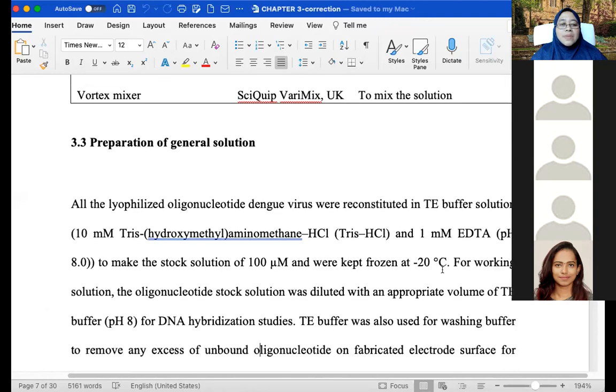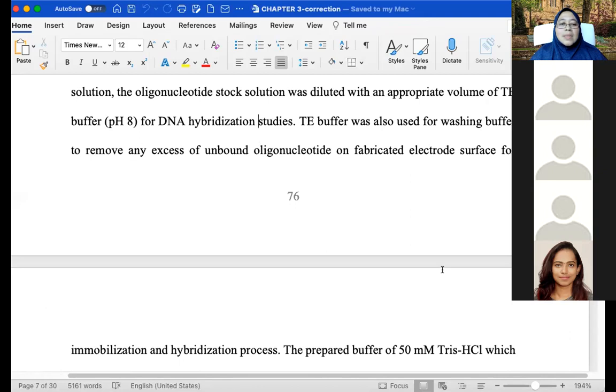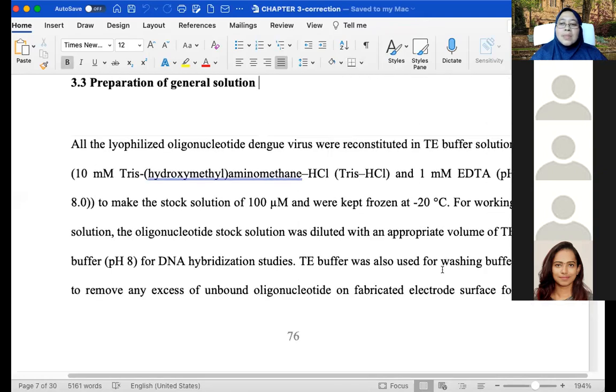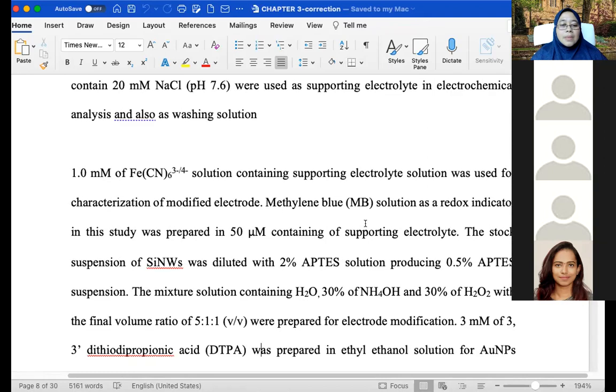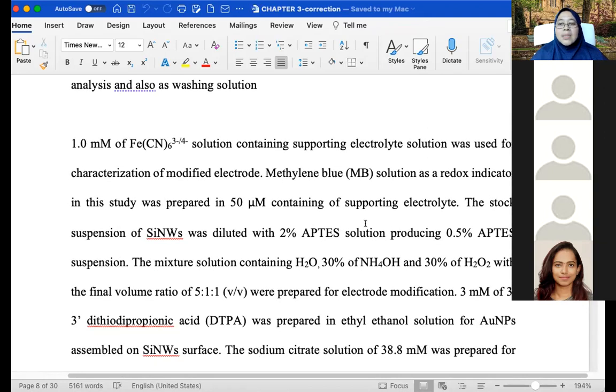Okay, preparation of general solution. Since in the thesis it has been done, it's in past tense. Yeah? You can see the words in past tense. Okay, so you can see how detailed the explanation is.